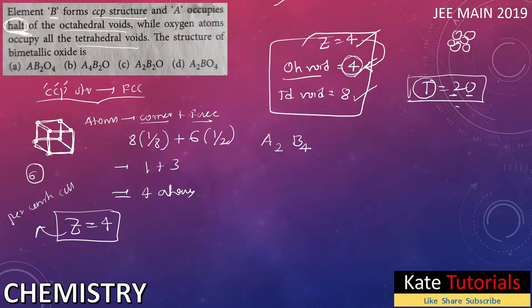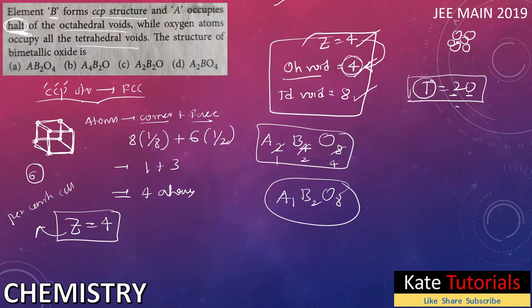While oxygen atoms occupy all tetrahedral voids. How many tetrahedral voids are there? 8. So oxygen is occupying all tetrahedral voids. So the formula is A2B4O8. If you check, any formula like this, A2B4O8, no. If you divide it simply by 2, because all are divisible, the formula will be now A1B2O4. So A1B2, sorry, O4, not O8. A1B2O4. So option A is the correct option, right?